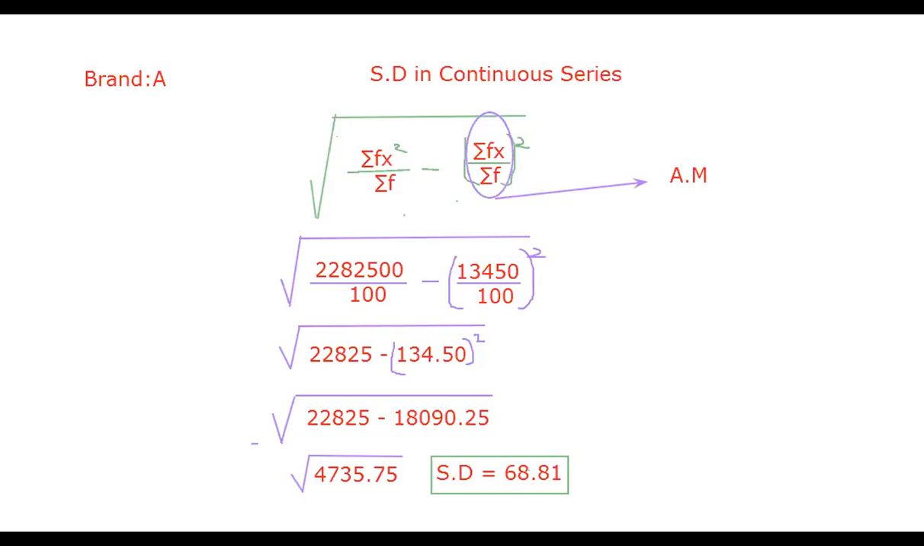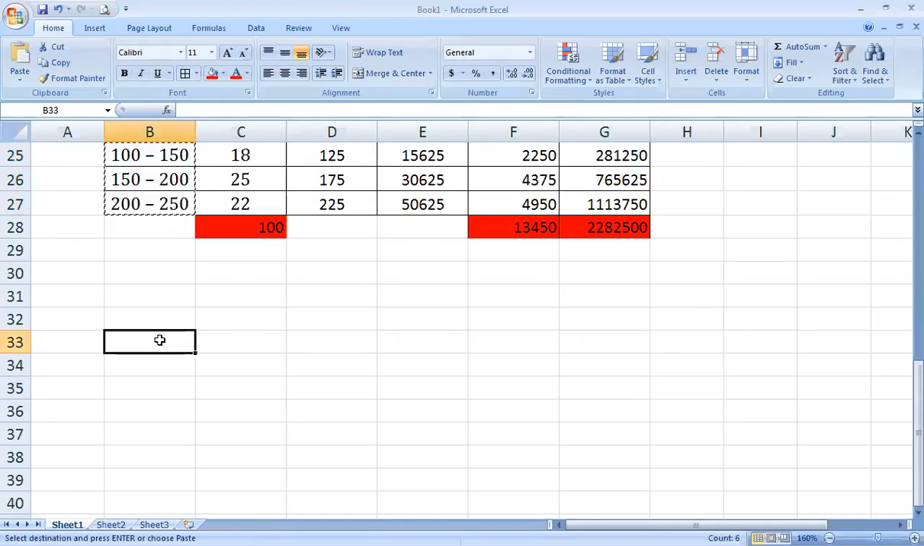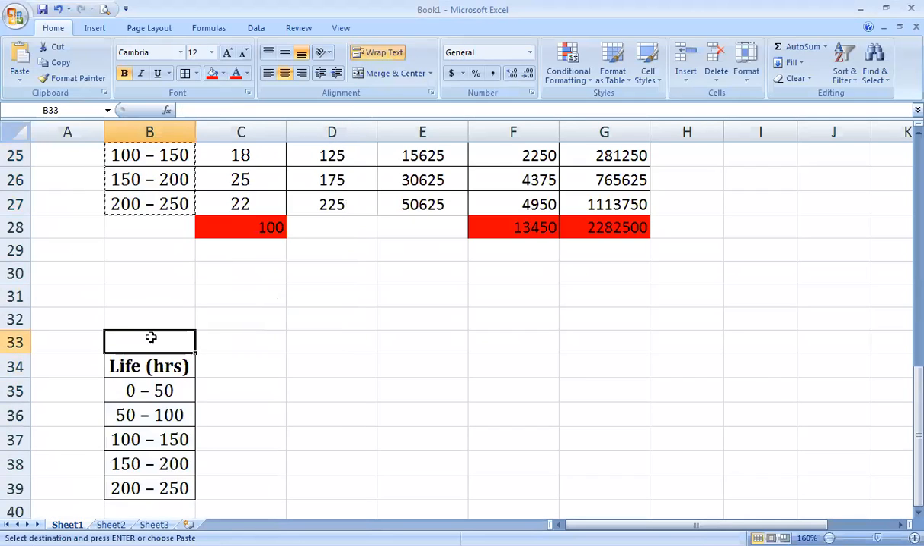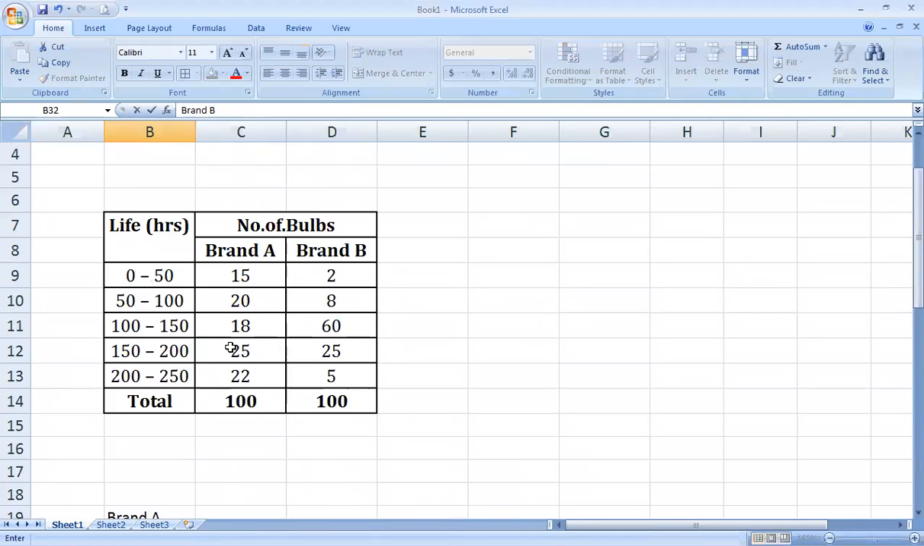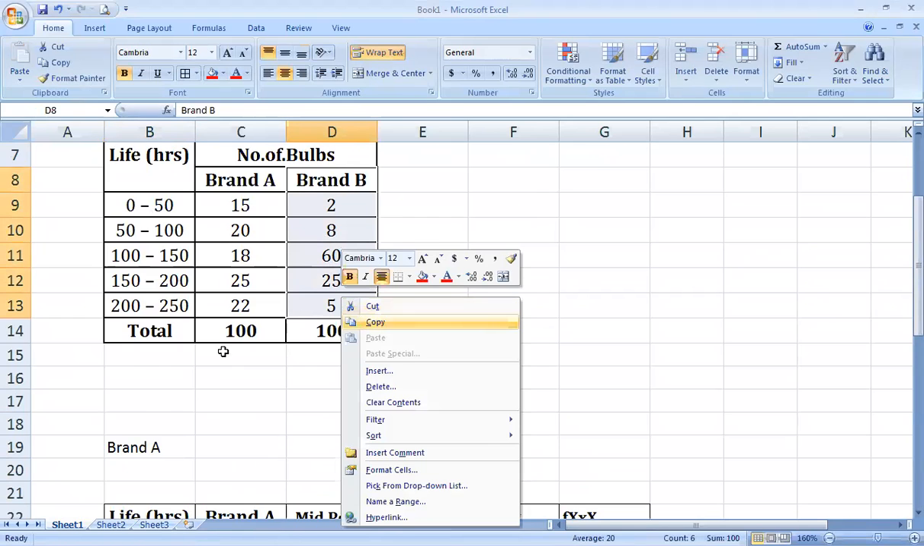What is our brand B? Just let 68.81 be here as it is for brand A. Then we will go for brand B. So let us go. This is our class. This is for brand B bulb. What is our brand B bulb? This is our frequency.